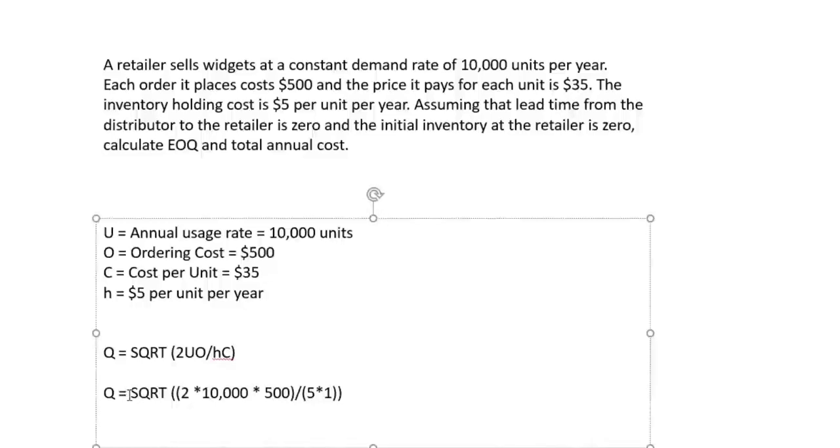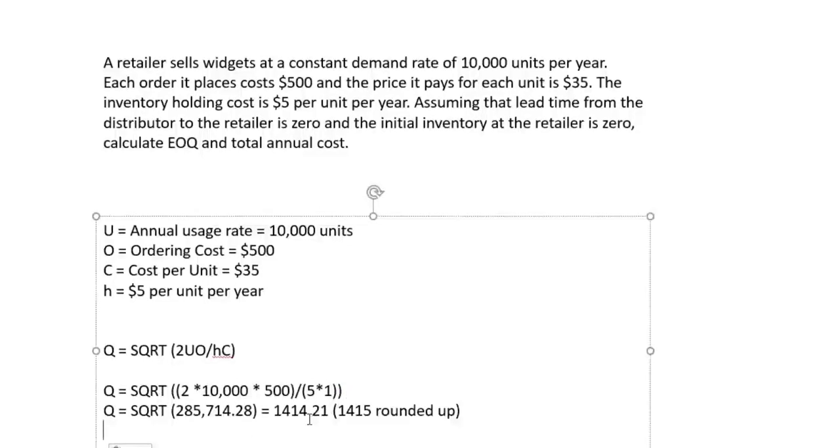So when we plug everything in, we go to the square root of 2 times our annual usage rate, which is 10,000, our ordering cost, which is 500. Now all of this is divided by our holding cost, which is 5, and it's multiplied by the frequency, and it's once a year. Once again, 6 months, twice a year, et cetera. And the value that we get, I went ahead and punched this into my calculator earlier to save us some time, we get the number of 1414.21.